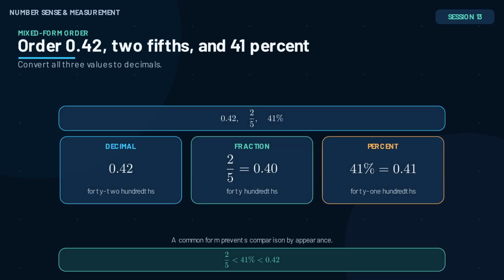Order 0.42, 2/5, and 41%. 2/5 equals 0.40. 41% equals 0.41. The values in increasing order are 0.40, 0.41, and 0.42. Therefore, 2/5 is least and 0.42 is greatest.